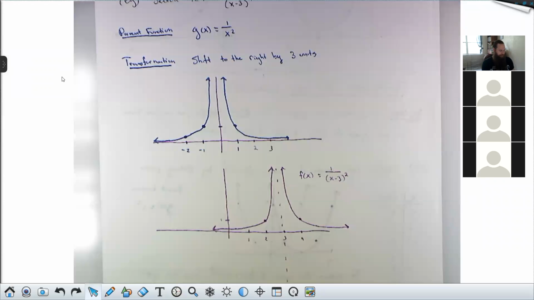All right. So yeah, knowing those parent functions is critical. But we've discovered now the whole rule for horizontal shifting, right? If you subtract a number on the inside, that drags you to the right. And if you add a number on the inside, that drags you to the left.